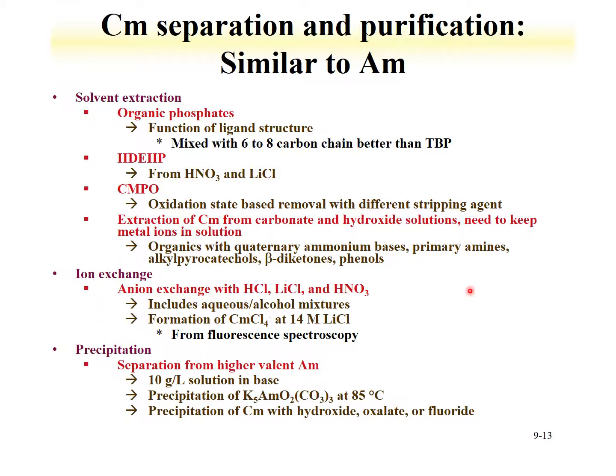Ion exchange, again with the lithium chloride, nitric, and HCl systems, where this work exploits the formation of anionic chloride species at the high lithium chloride concentrations. And then precipitations, particularly from americium, can be used by the fact of precipitating out the americium-5 carbonate species. And then any sort of purification based upon precipitation of curium can be done with hydroxide, oxalates, or fluoride, similar to the conditions that were described for trivalent americium.